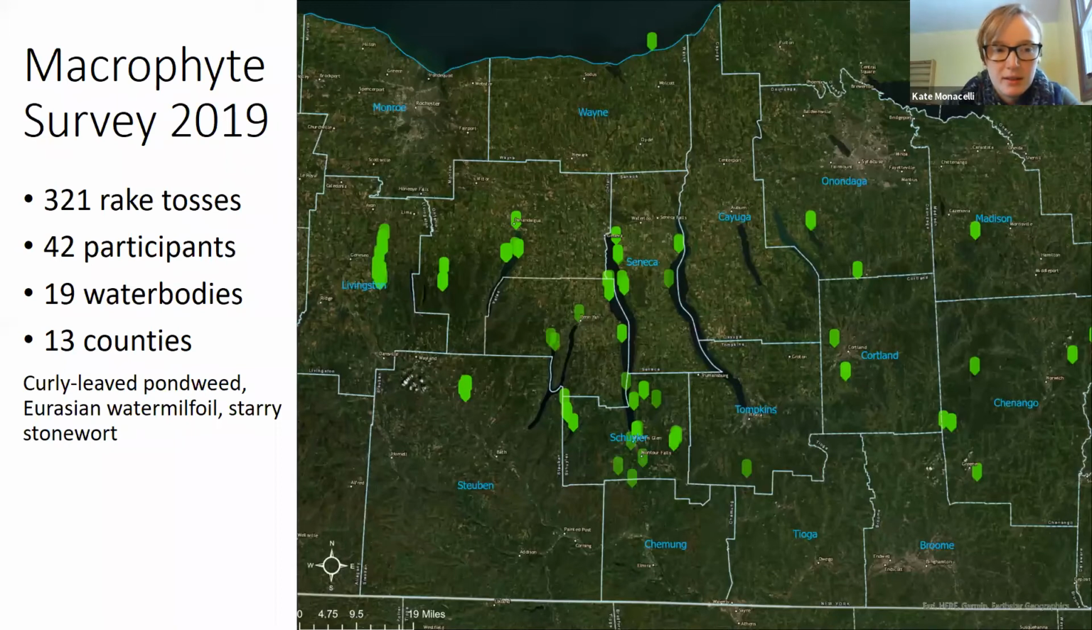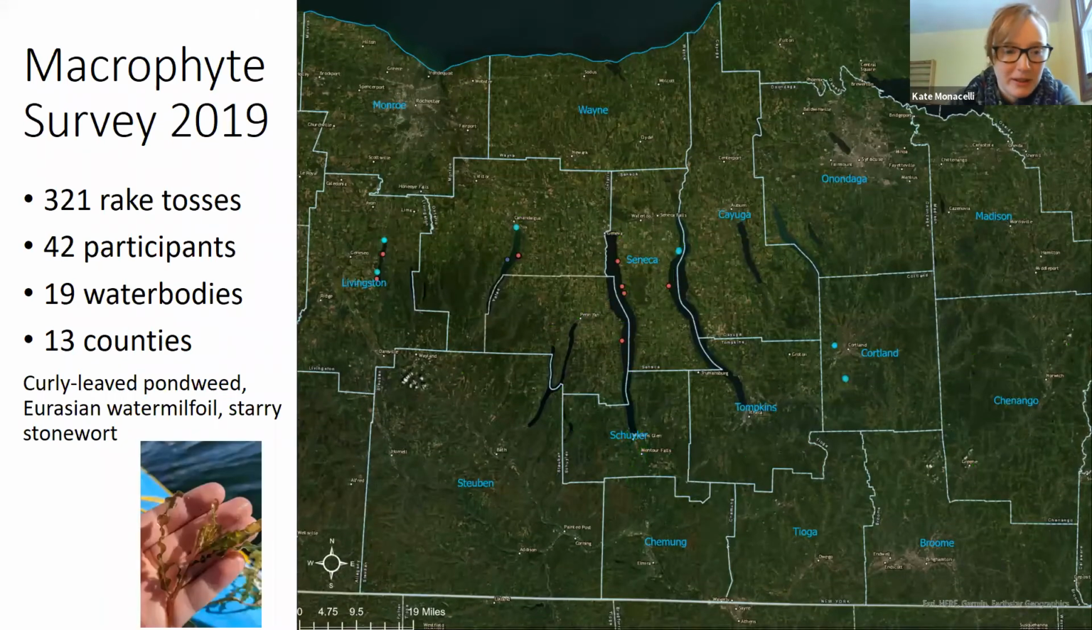In 2019, over 300 rake tosses were done. I think there were 42 people participating in it. 19 water bodies were sampled throughout that season, and those were across 13 counties in our region. And we were able to confirm the detections of curly-leaf pondweed, Eurasian water milfoil, and starry stonewort. And so there's a lot of little dots on this map. That's way more water bodies than we're able to visit in a typical season. So it's incredibly helpful having the volunteer program collecting data as well.